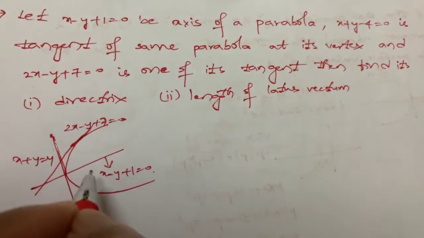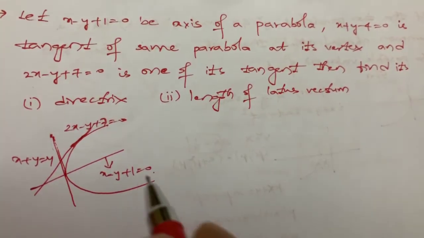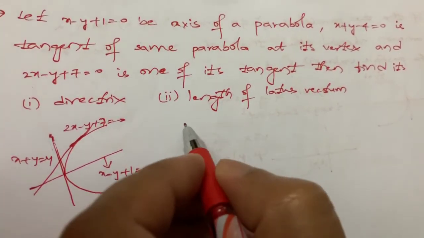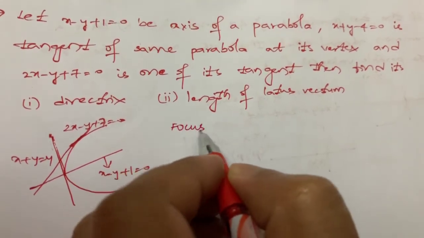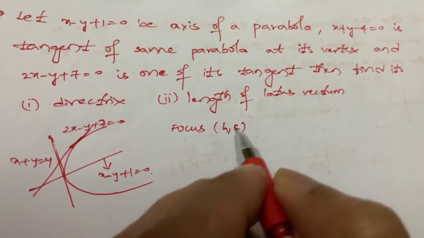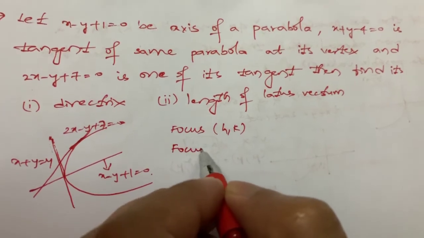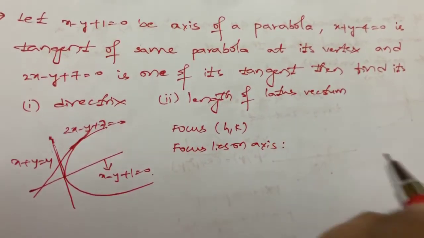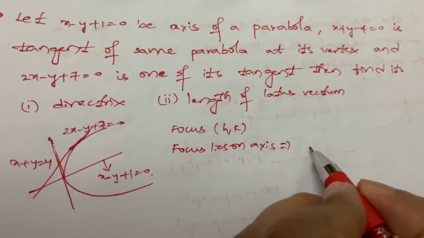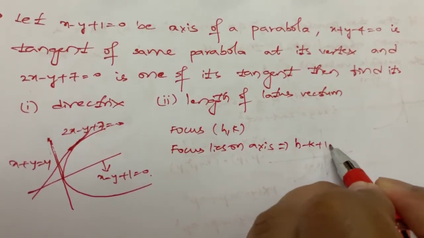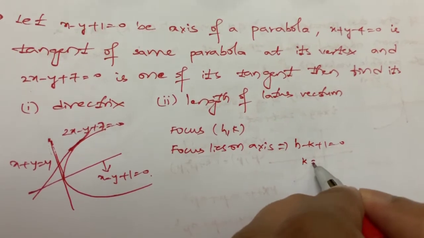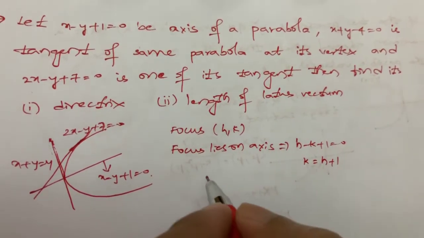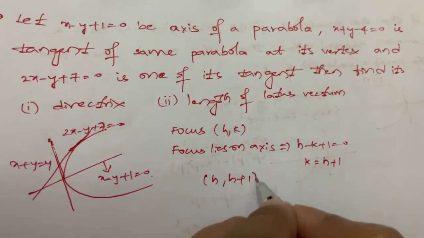Whatever we want to find, first we'll consider the focus of the parabola as h comma k. The focus lies on the axis. So it means h minus k plus 1 is equal to 0, so k is equal to h plus 1. So h comma h plus 1 is the focus.